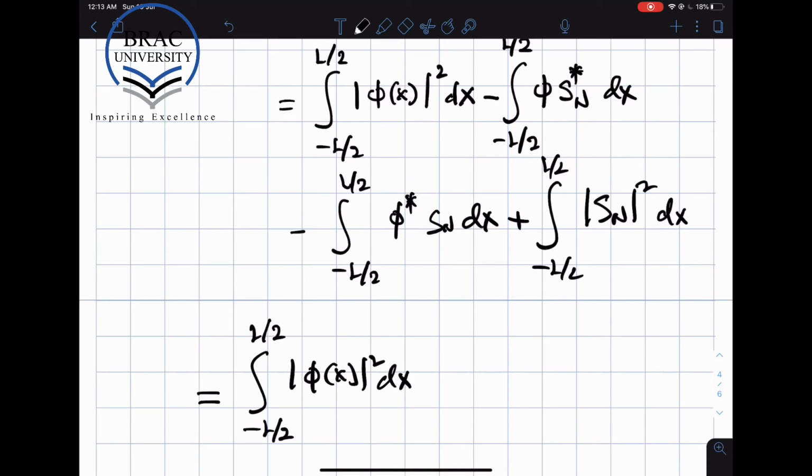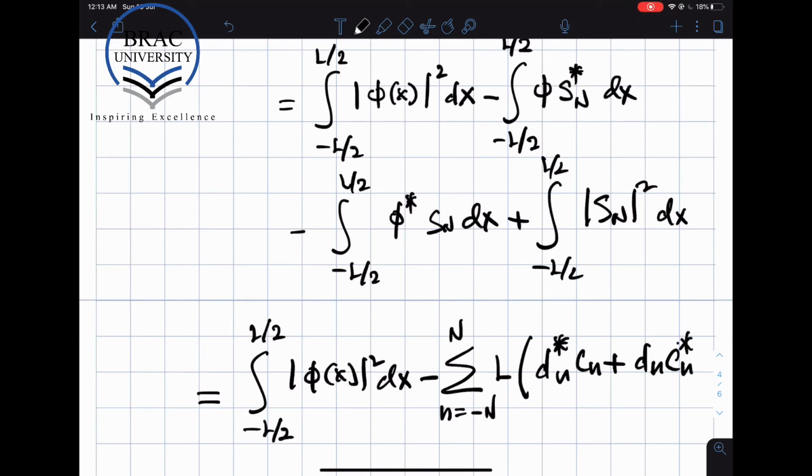And then in the second term, we are going to get some series. And one thing we're going to get is a factor of L outside. And then we are going to get dn star Cn plus dn Cn star, and then we are going to get minus dn star dn. So we are getting this guy from here and these two guys from these two terms.